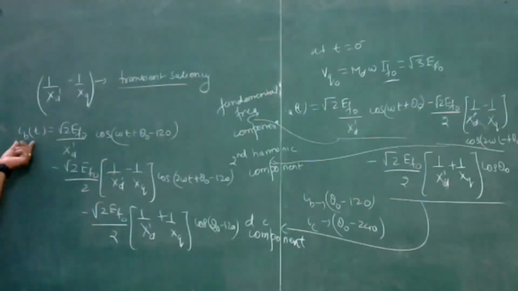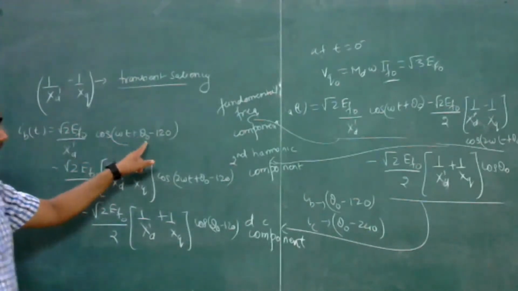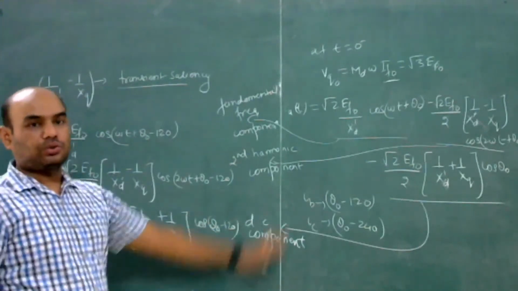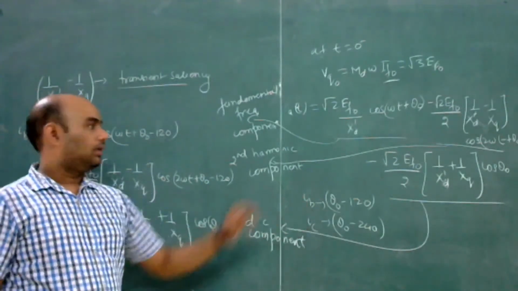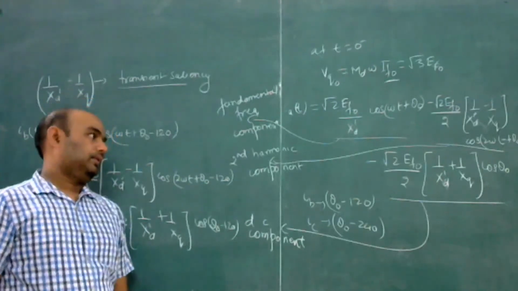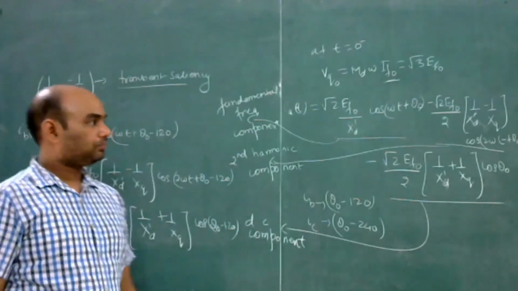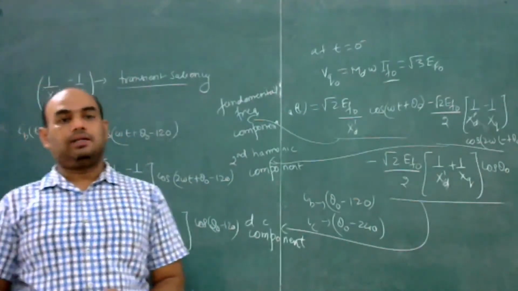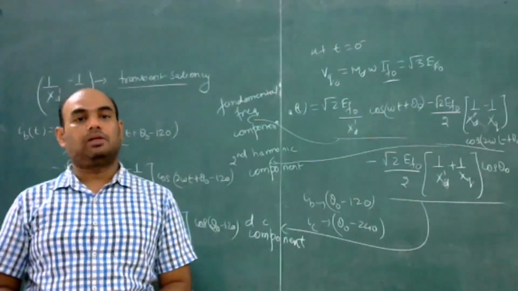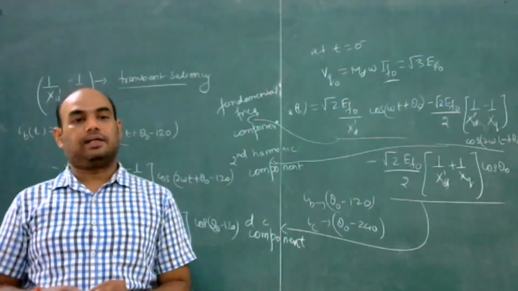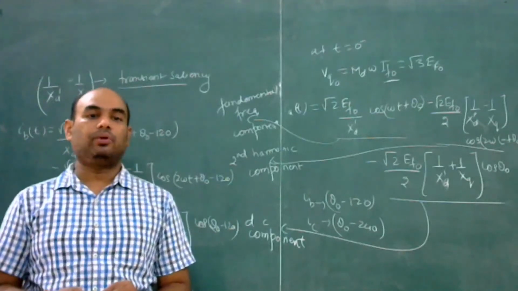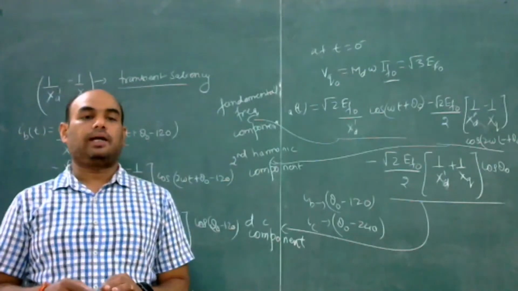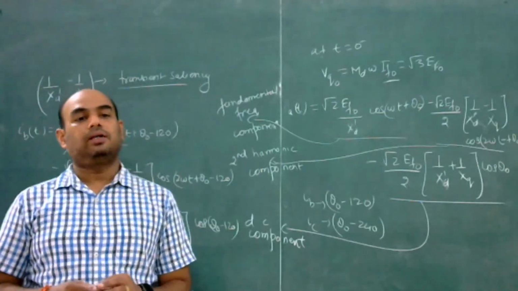Similarly, you can write the value of iC(t), with theta naught minus 240 degree. So this is the value of the phase current under the sudden short circuit. I have considered the terminals of the synchronous generator. So the DC component of id becomes the fundamental frequency component of the phase current, and the fundamental frequency components of id and iq get transformed to DC and second harmonic components of ia(t).